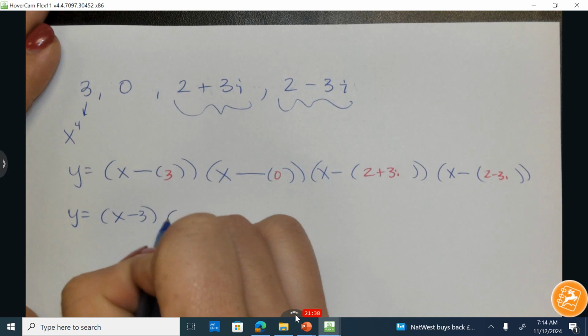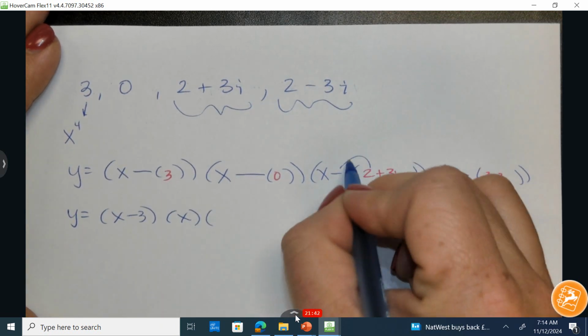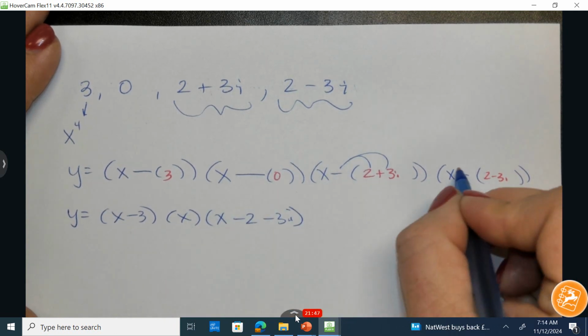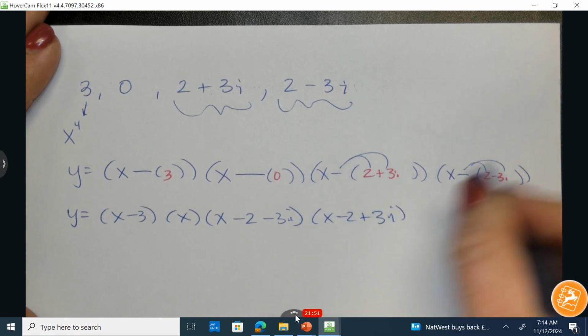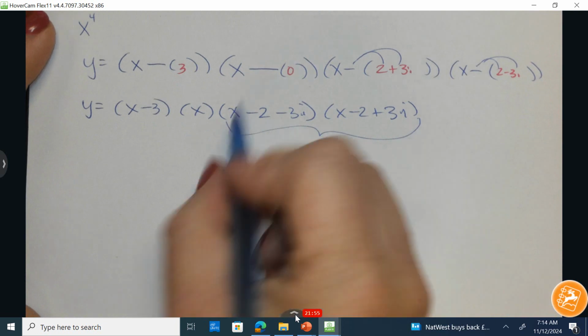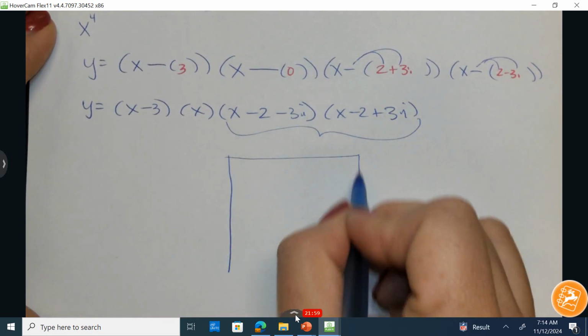x minus 3. Now x minus 0 is the same as simply putting x down. When I distribute the negative, I get x minus 2 minus 3i. And when I distribute, I get x minus 2 plus 3i. I'm always going to suggest taking care of this first. So I have 3 and 3. So let's make a 3 by 3.